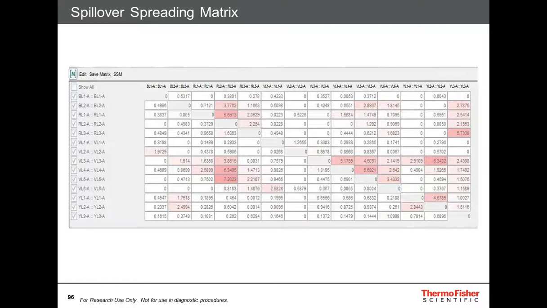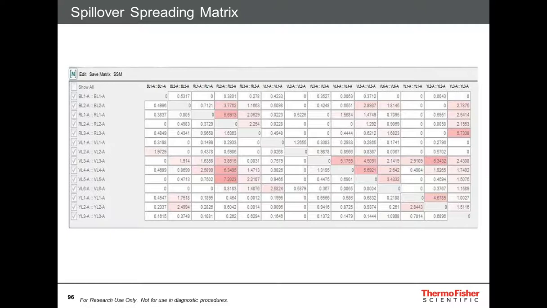So this is an example of a spillover spreading matrix that I generated in FlowJo with some of the scientists at Thermo Fisher. So this is a very easy thing to do in FlowJo. So you take the data of single stained. These are CD4 on an Attune NXT V6 configuration. And these numbers give you some warning signs based on the red color. So for example, this is VL5 and RL2 on the Attune NXT.